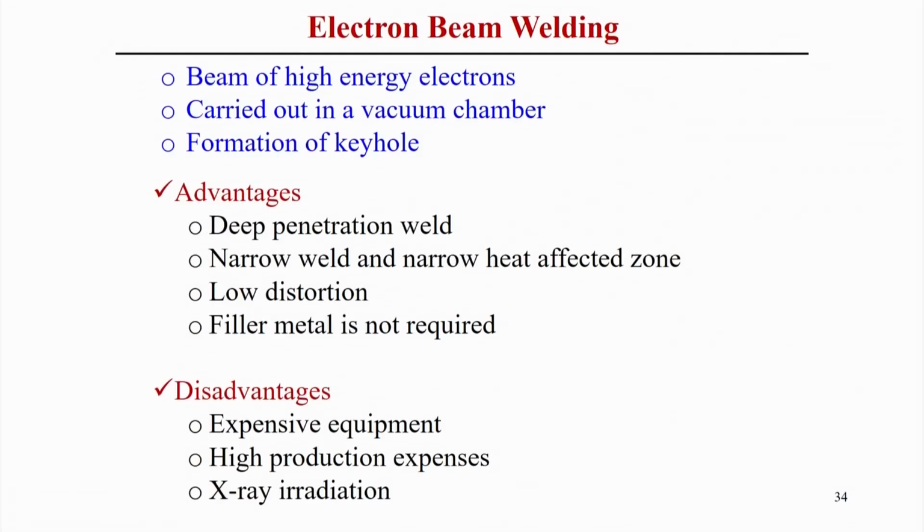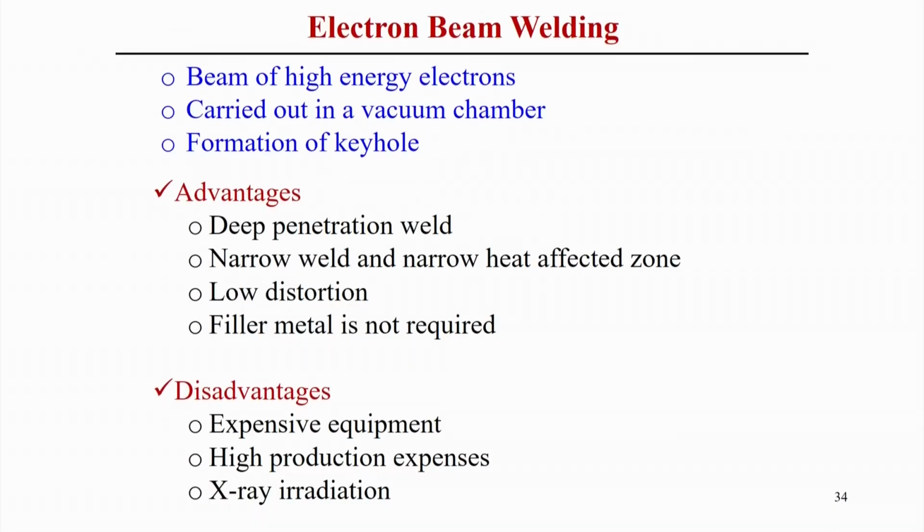Next we can look into another high energy beam welding process, that is called the electron beam welding process. In this case, there is a high beam flow of electrons, and this process is definitely carried out under vacuum, so that the flow of the beam cannot be affected by the atmosphere. It also follows the keyhole mode, and that means an even higher depth of penetration can be achieved using electron beam welding as compared to the laser beam welding process.